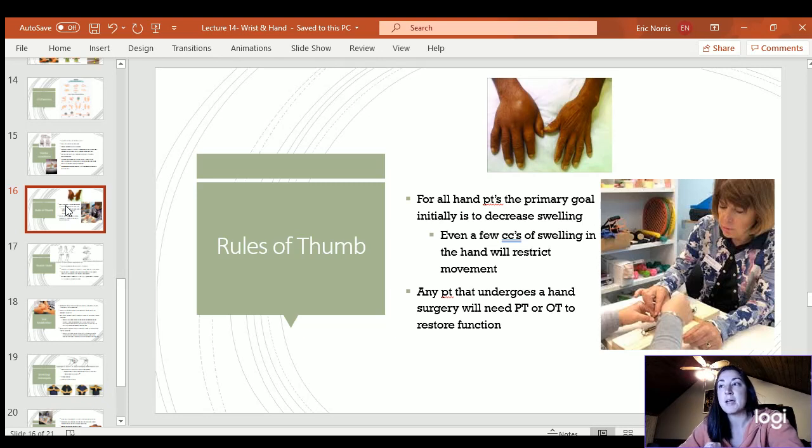getting function back. So it is important for a patient who has had any type of hand surgery to have therapy, whether it's from a PT or an OT. And again, a lot of times OTs have a lot of tools up their sleeve for hand therapy. They really specialize in ADL training, functional use, fine motor activities, and we really don't. That's not our forte. Most of ours is gross motor, big movements.